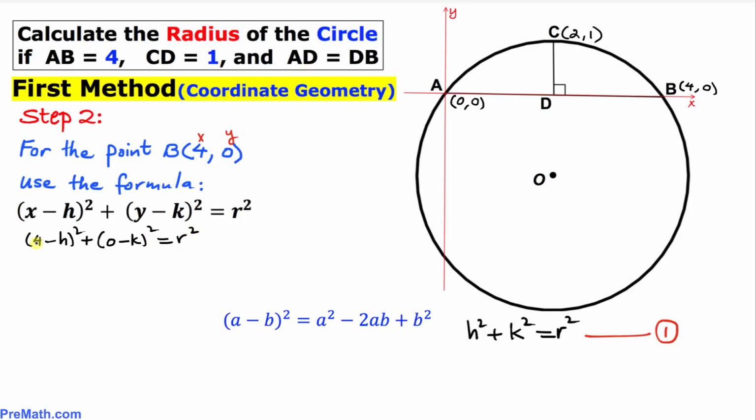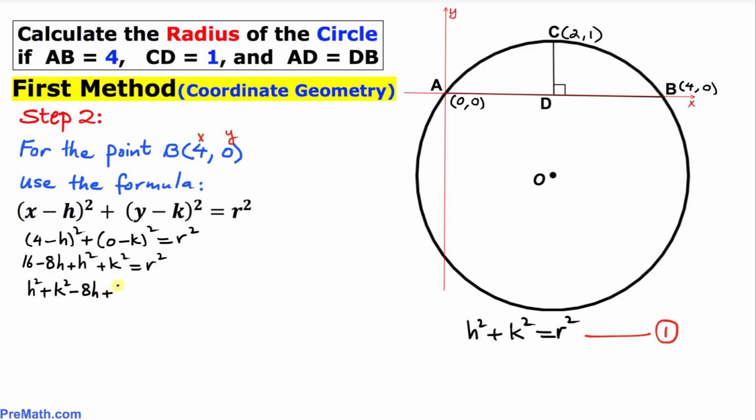And now let's expand (x minus h) squared by using the (a minus b) squared formula. So that is going to give us 16 minus 8h plus h squared, plus k squared equals r squared. And let me go ahead and rearrange it. I'm going to write down h squared plus k squared minus 8h plus 16 equals r squared, and I'm going to call this equation number 2.